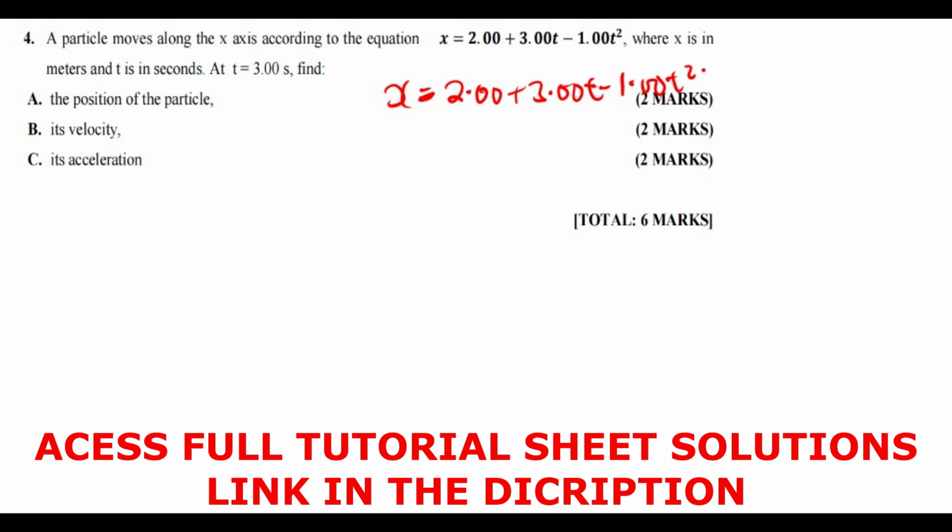One thing I want you to understand is that when I want to find the displacement, it is the value of x. That's why we have been told that x is in meters, and we want to find when t is equal to 3, what will be x? That is the displacement. So x is the displacement.